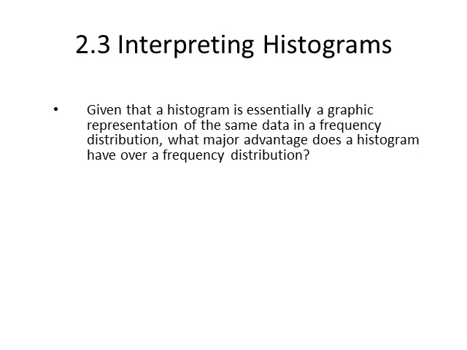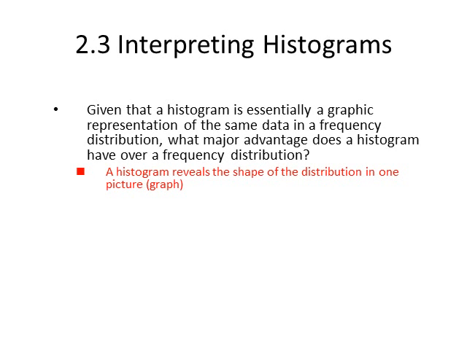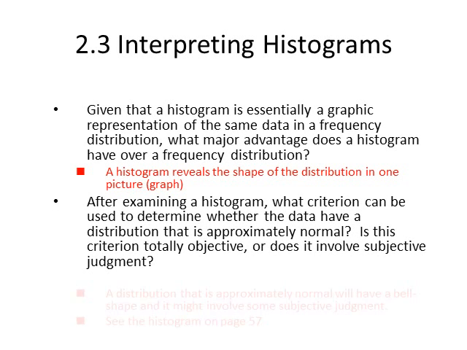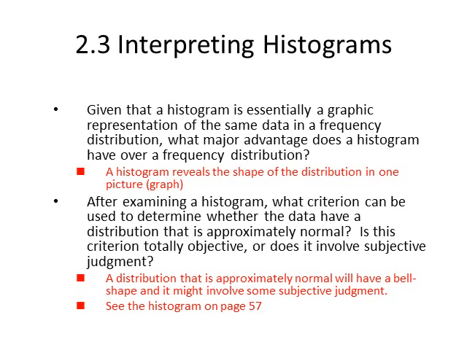Given that a histogram is really a graphical representation of the same data in a frequency distribution, how is a histogram better than looking at a frequency distribution table? Well, it's better because it gives you an idea of the shape of the distribution as a graph. And then it lets us determine if the distribution is normal, does it have a bell shape or not.